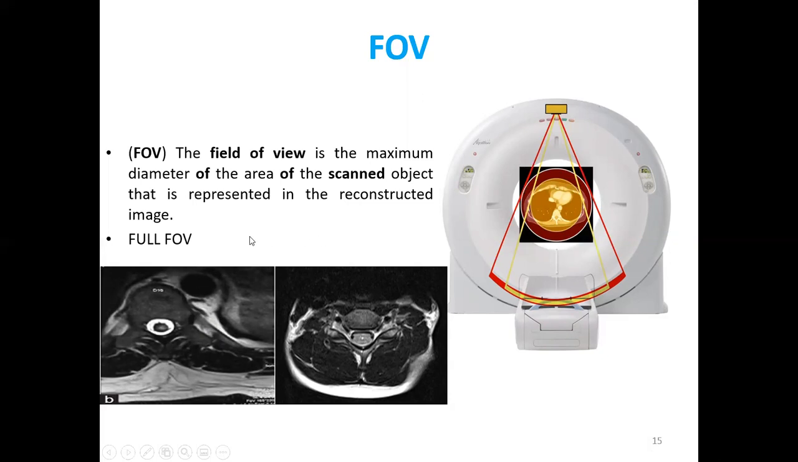Mostly when you are going for imaging, ask for a full FOV for CT-MR fusion rather than a partial image. Even when you are requesting a scan, ask for a full FOV rather than a partial body part. But with small FOVs, you can have good resolution and you can see the images in a better way.